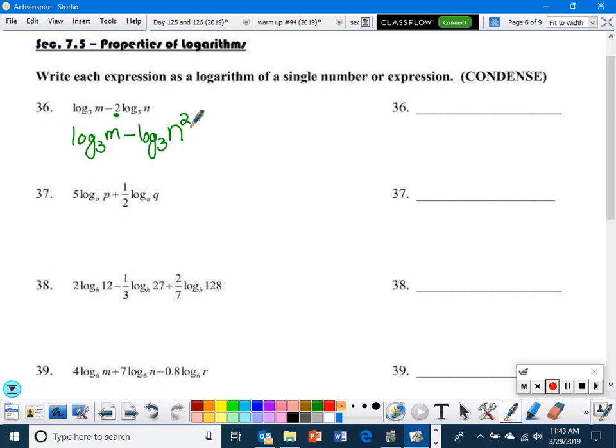Now I see the minus sign. That would be the quotient property. So I will rewrite that as log base 3 of m over n squared, and I'm done. I have condensed it. Remember, when we condense it, we only want to see the log once. It should not be in our answer more than once when we condense it.